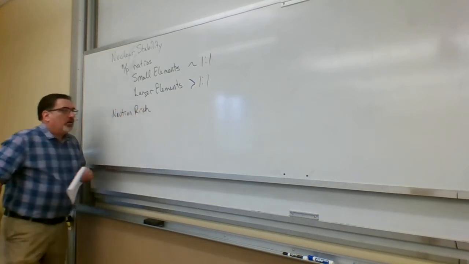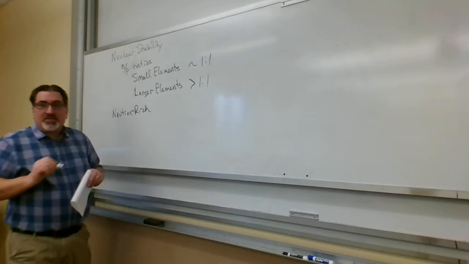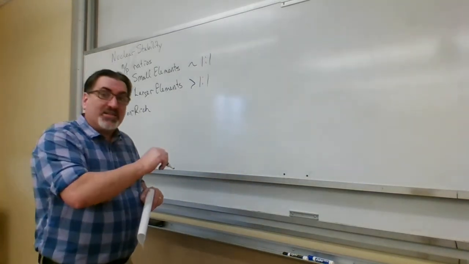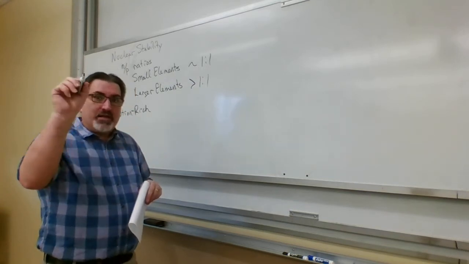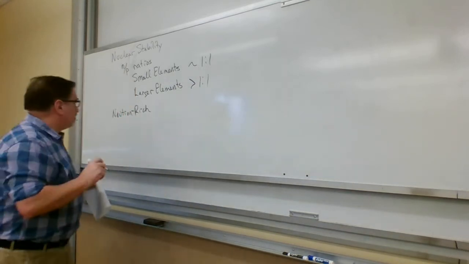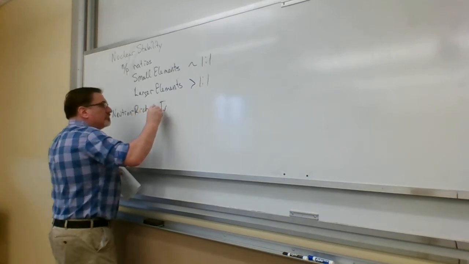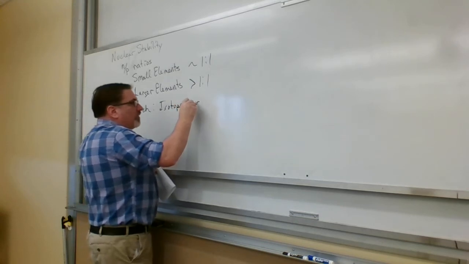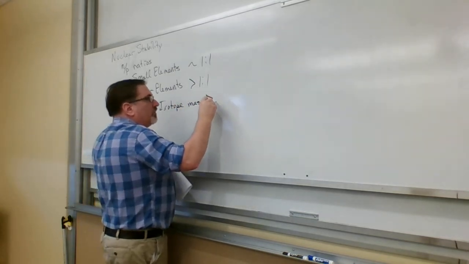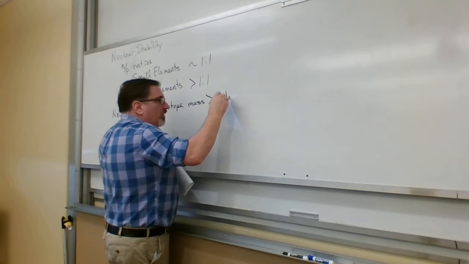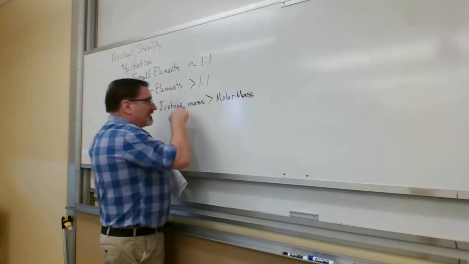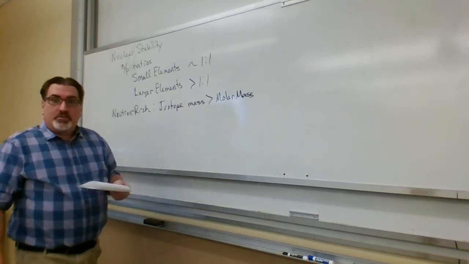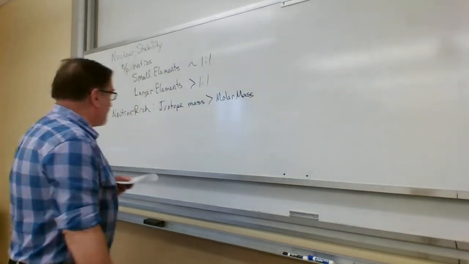If an element is described as neutron rich, that means it has a mass number for that isotope that is greater than its mass number on the periodic table. So the isotope that we're looking at, atomic mass is greater than the molar mass. That means there's more neutrons than the average flavor of that element is supposed to have.